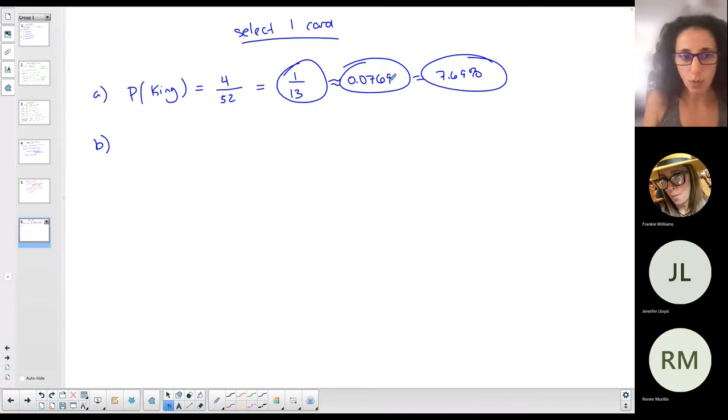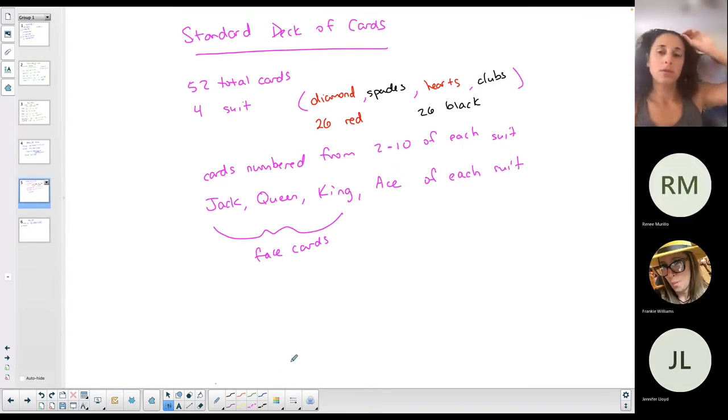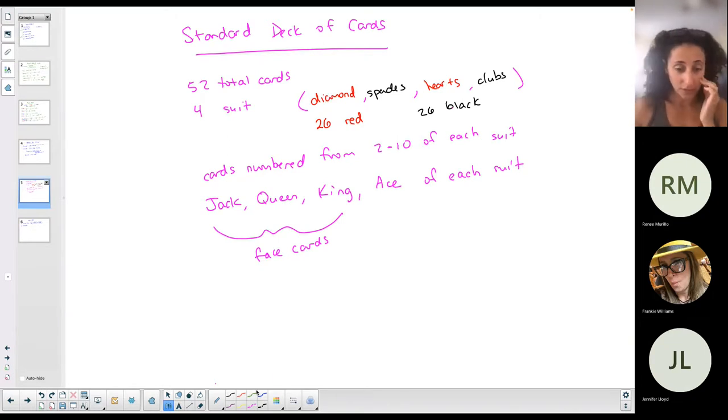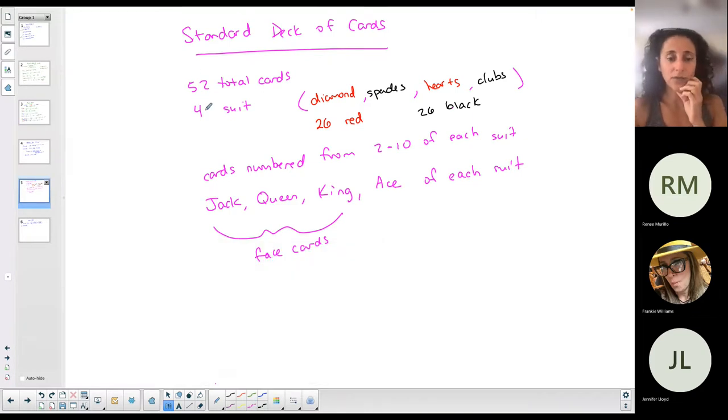I'm gonna ask you guys, what's the probability of me selecting a diamond? Four out of 52, right? Well, four diamonds in each suit. Well, if I was talking about a particular card, and I forgot to write this over here, I'm gonna write it down. Because I'm taking the 52 cards and splitting it into four suits.